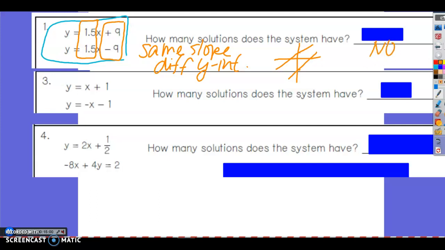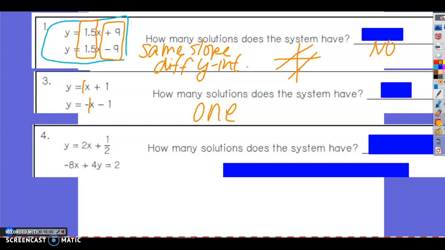If I look at my next example, remember that if there's not a number in front of x, it means there is a 1 here. This would be -1. My slopes are different. So right away, if you have different slopes, you know that eventually those two lines are going to cross each other, and they will cross in one point. So I have one solution.